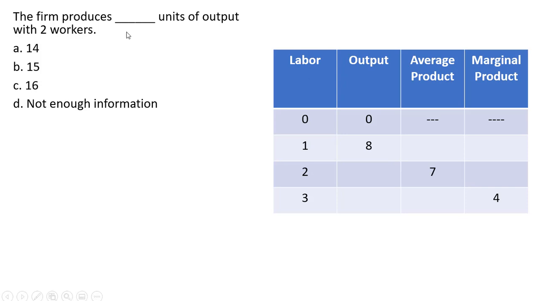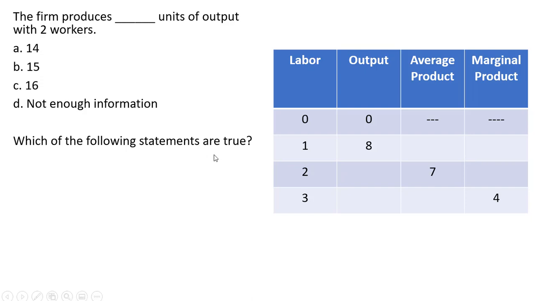The firm produces blank units of output with 2 workers. Okay, so with 2 workers, we're trying to figure out how much output is being produced. We do know with 2 workers, the average product is 7. So with 2 workers on average producing 7 units, it means the firm must be producing 14 units of output. So the correct answer here is going to be 2 times 7 or 14.